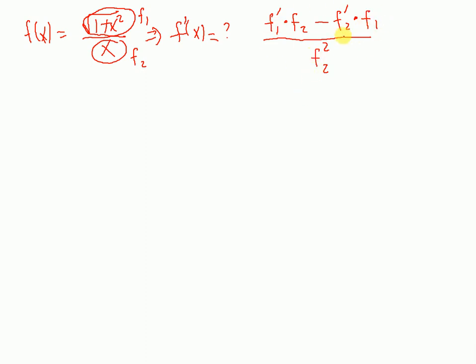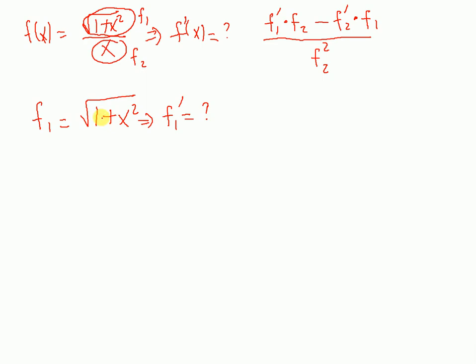Now, we already know f1, f2, right? But we don't know f1 prime, f2 prime. So let's first find these two guys, and then we can plug them into this whole quotient rule. Now, f1, I have what? I have the square root of 1 plus x squared. So how do I find f1 prime?